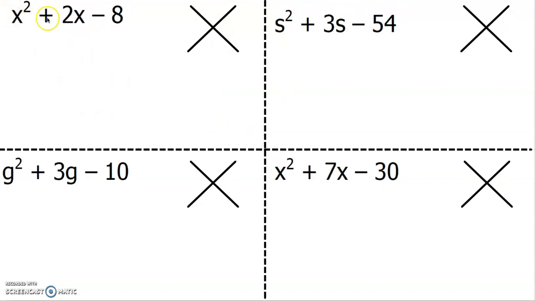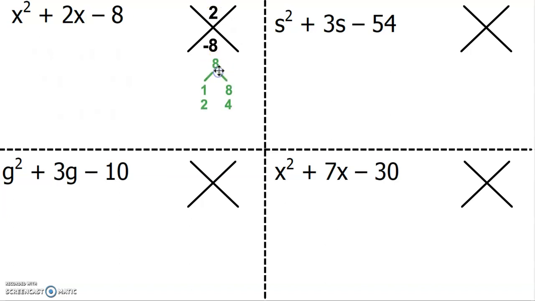Here I have x squared plus 2x minus 8. I need to use the diamond to figure out my factors. So the number that I multiply to has to be the negative 8. So that goes on the bottom of my diamond. The number that I have to add to needs to be the positive 2.